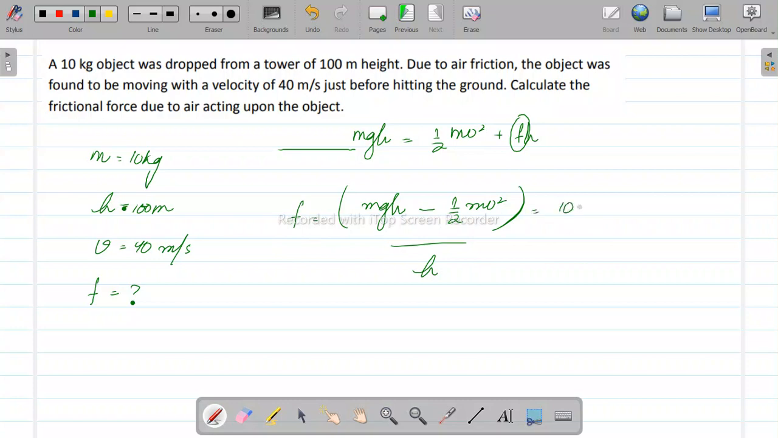We have 10 kg, gravity 9.8, height is 100 meters, minus 0.5 for this half, mass is 10 kg, and square of velocity 40 square is 1600, and then this height, which is 100 meters, in the denominator. Just put these values in your calculator and you will get to know the frictional force in newtons, which in this case is 18 newtons.